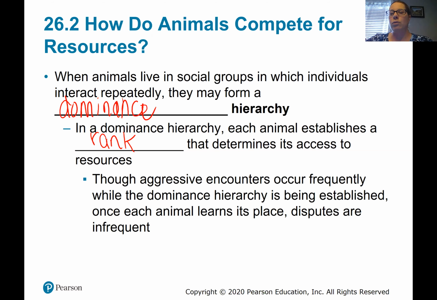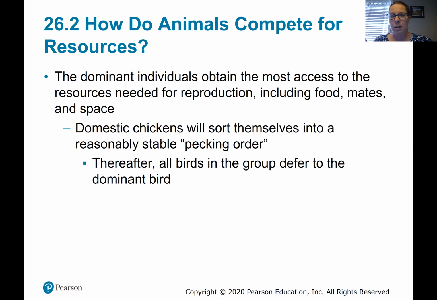But if this was a natural situation where maybe coyotes have made a kill, the ones on the bottom of the totem pole might not get to eat, where the ones at the top are going to get to eat their fill, and the ones in the middle may or may not get to eat enough. So the dominant individuals get the most resources, and they develop a pecking order. That term actually comes from chickens. Chickens will really peck their friends really badly sometimes.